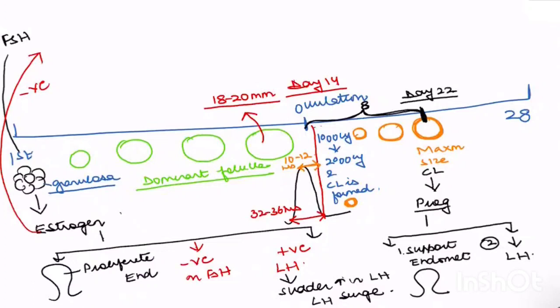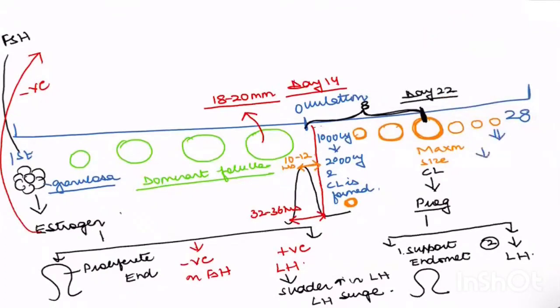So what has progesterone done? Progesterone has supported the endometrium and progesterone has decreased LH. Now, because progesterone has decreased LH and corpus luteum was dependent on LH, तो जब LH के levels कम होंगे तो corpus luteum धीरे धीरे it will start dying, right? And when corpus luteum will die, what is going to happen?